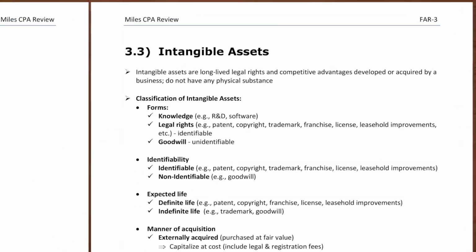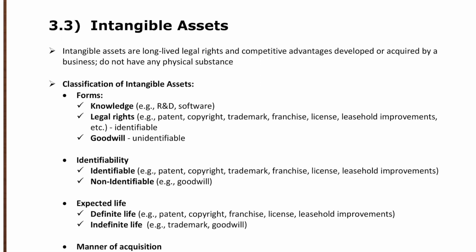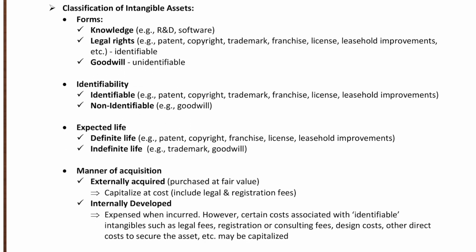So we have various ways of classifying intangibles. You could classify it by form: knowledge-based intangibles, legal rights-based intangibles, and goodwill. You could have identifiable versus non-identifiable intangibles. Expected life: highlight definite life and draw an arrow and write amortized over shorter of legal or useful life.